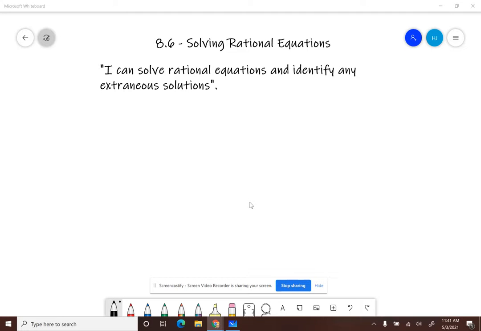All right, guys, today we're going to do the last section of Chapter 8, which is 8.6, Solving Rational Equations. I can solve rational equations and identify any extraneous solutions. That's a fun word to say. But again, we're going to explain what all that means.